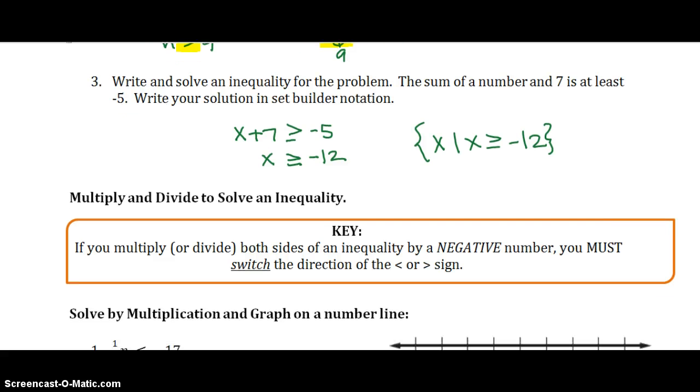Number 3 is a word problem, and as I read the word sum, I know it's an addition problem. And the other key is at least. It means it can be more. So the sum of a number and 7 can be more than -5. So that's why it's greater than or equal to. And then here is our set builder notation that we talked about in section 1.